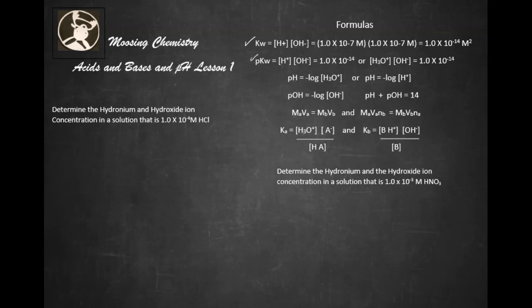Alright, so now let's go ahead and set this up. So we've got Kw equals our hydronium ion times our hydroxide ion equals 1.0 times 10 to the negative 14 M squared. Okay, so we already know what our hydronium ion is. Our hydronium ion is going to be 1.0 times 10 to the negative 4, because that's our acid.